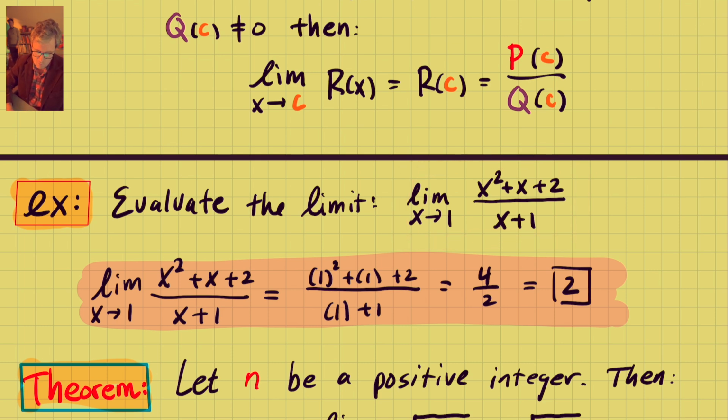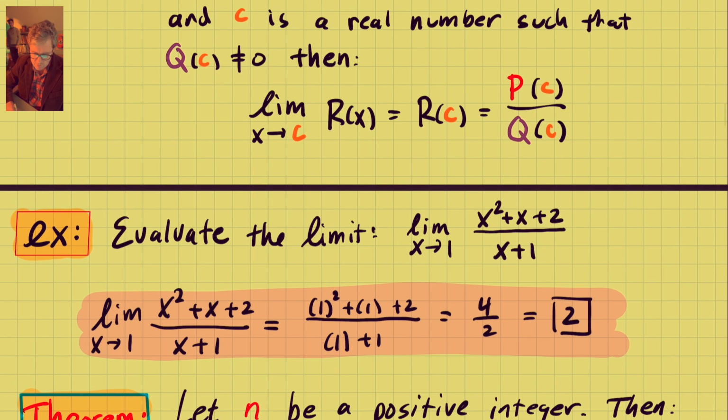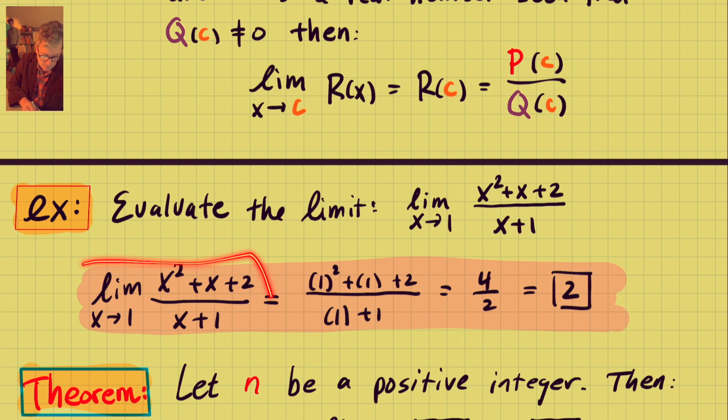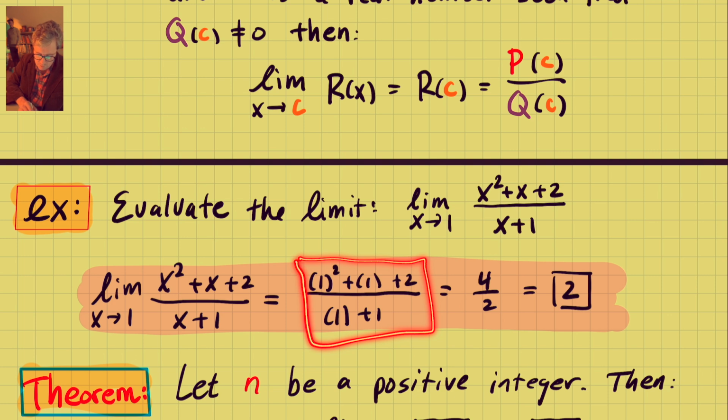And so what we need to really confirm, we see this as a rational function. What we need to confirm is that this denominator is not equal to 0 at the limit point. So if I plug in a 1 there, what do I get? Well, I get 1 plus 1, 2, so not a problem. And so that means that the limit of that whole thing as x approaches 1 is just 1 squared plus 1 plus 2 divided by 1 plus 1. And so I get 4 over 2 or 2.